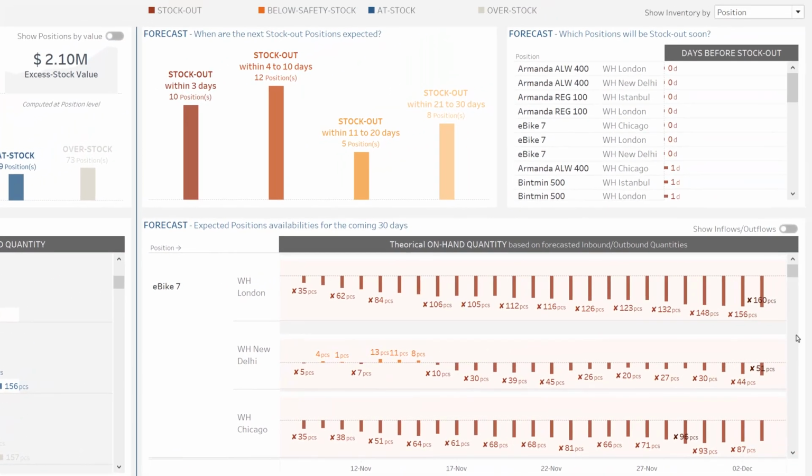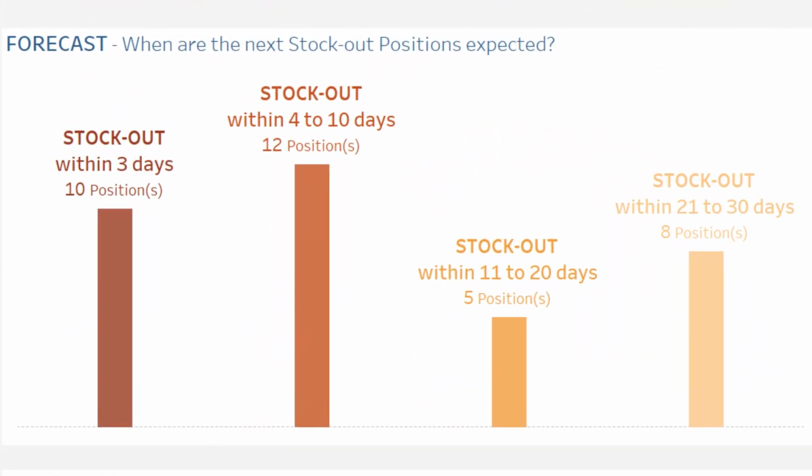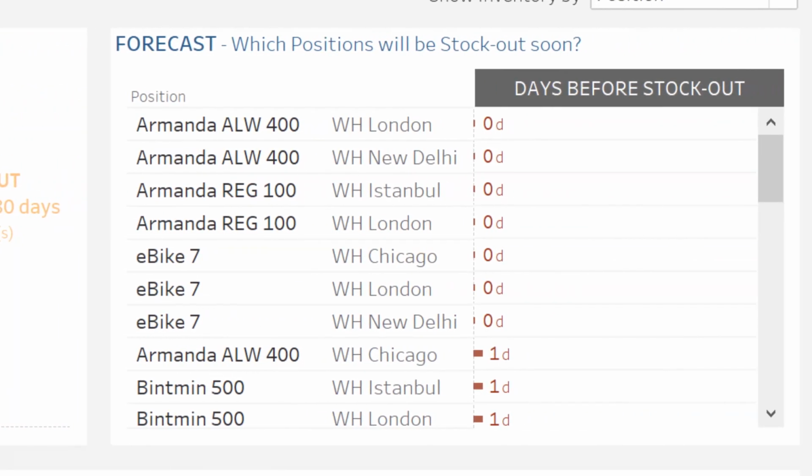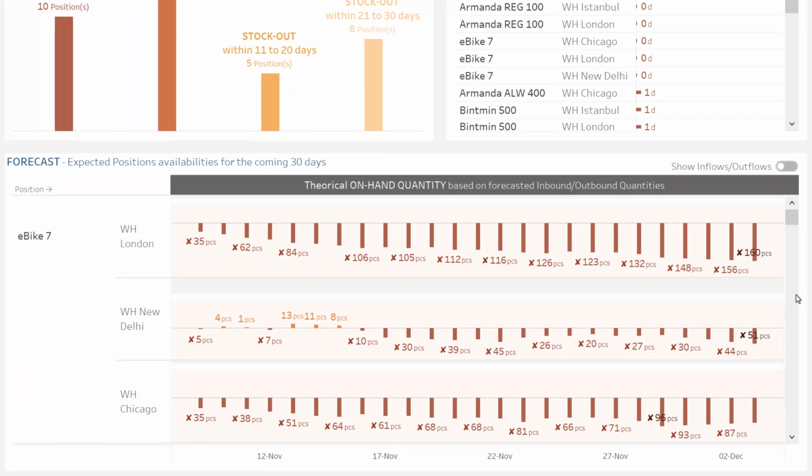Then, let's have a look at the forecast. How many positions will be out of stock in the coming days? Which items need your immediate attention? How will the availability of your items evolve in the next few days? Do you need to better understand the underlying inflows and outflows? Just click here to get the information.